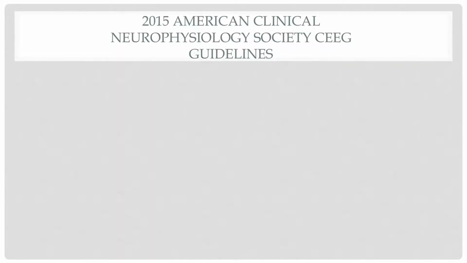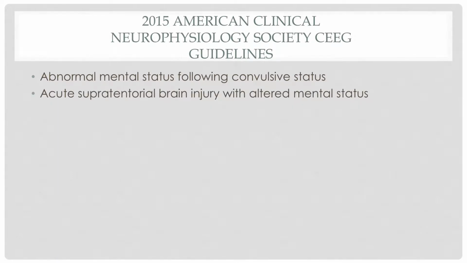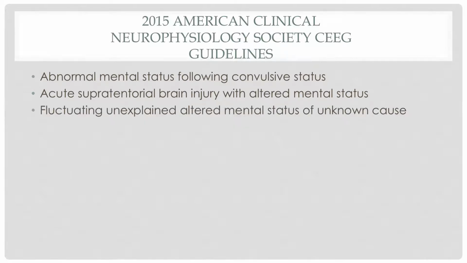I'm going to go over the indications of continuous EEG monitoring. Any patient with abnormal mental status following convulsive status needs to be monitored to make sure that they are not in subclinical seizure. We also use this to assess acute supratentorial brain injury with altered mental status. Any patient with unexplained fluctuation in mental status needs to be monitored to make sure that they are not experiencing non-convulsive status.